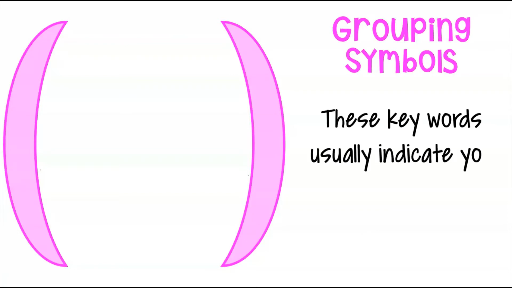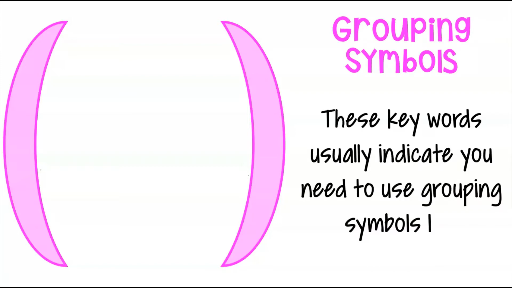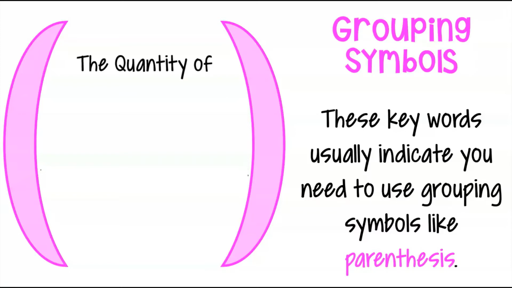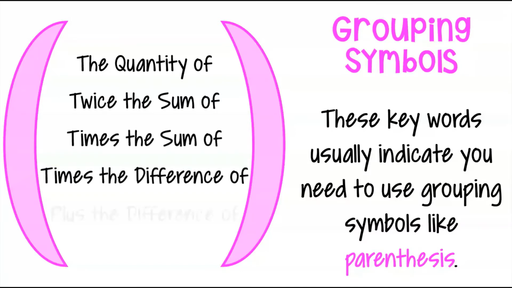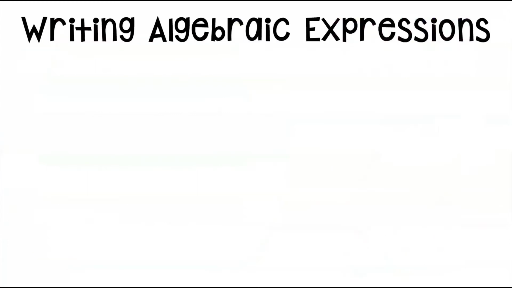Sometimes words will indicate that you need to group symbols. These keywords will help you know that you need to group some of the numbers in your expression, and we'll use things like parentheses, braces, and brackets to do that. So things like the quantity of, twice the sum of, times the sum of, times the difference of, plus the difference of. When you see the quantity or the sum or difference, oftentimes you're going to see that you need to use parentheses or grouping symbols in your expressions.